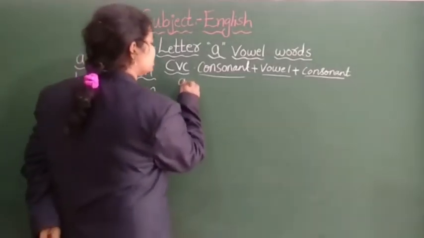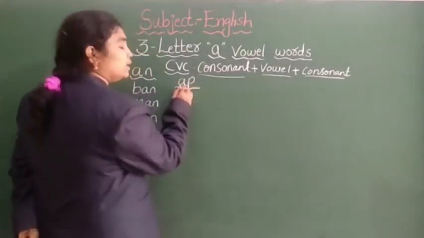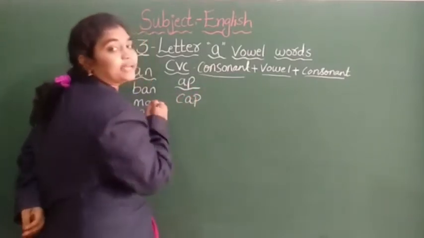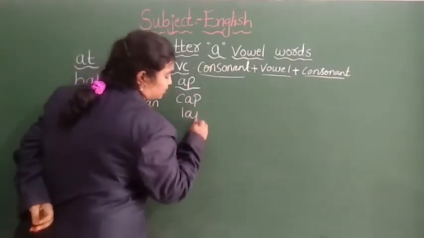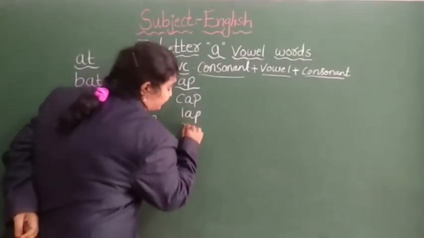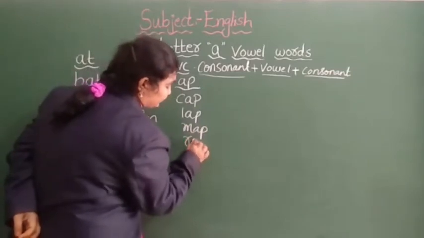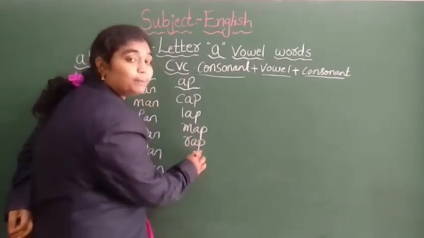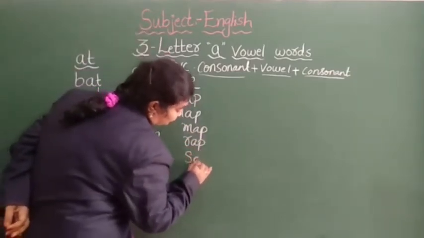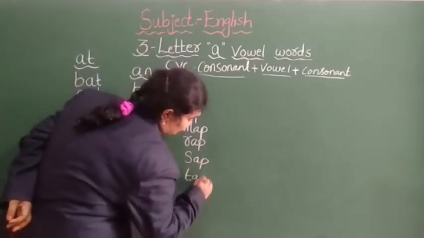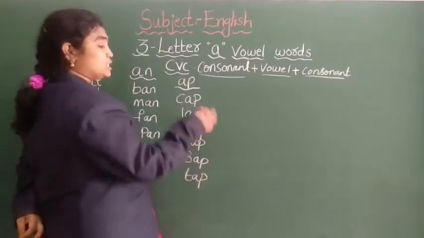Now, we are going to learn about AP words. A, P, app. C, A, P, cap. L, A, P, lap. M, A, P, map. R-A-P rap, S-A-P sap, T-A-P tap. Children, now you see.